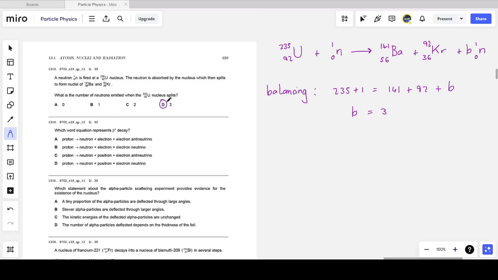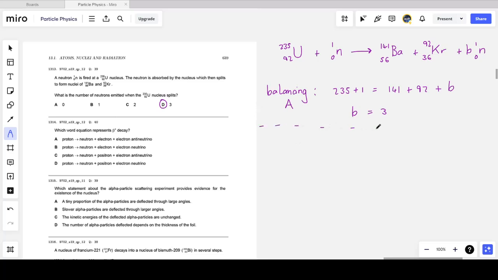And so when I need to figure out how many neutrons are emitted or how many of a certain particle is emitted, I can either balance the mass number or the nucleon number like I did here, or maybe I need to balance the proton number for a different example. But either way, you'll be able to use this method to figure out what the missing number of whatever particle we're interested in is.